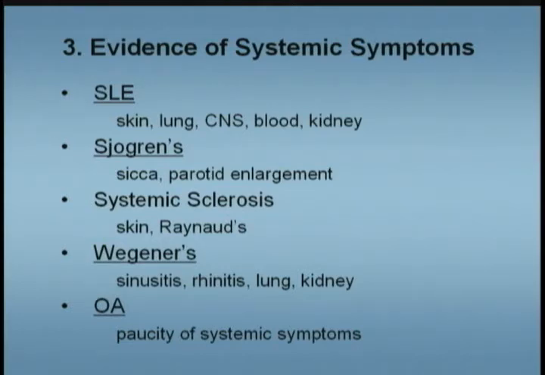Sjogren's is another interesting disease where these patients have exocrine involvement. So they tell you, yeah, I have symmetrical arthropathy, but it's not bothering me that much. What I really have is dry eyes. I have like sand in my eyes all the time. And my cheeks are swollen because they have parotid enlargement. And maybe I can't swallow food well because the salivary glands are gone.